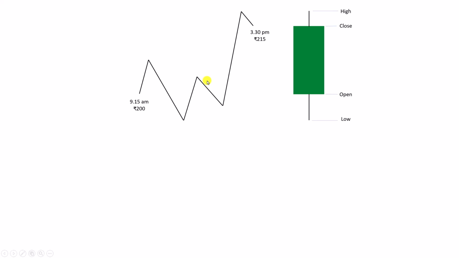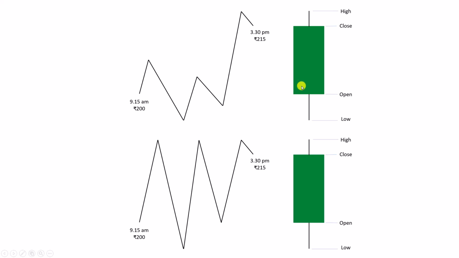Okay, using this we have made this, or this is formed using this. If you look at this, the path taken by the price is this. Correct? Now, have a look at this. This candlestick and this candlestick are same, meaning the open, high, low and close of this and this are same. But the path taken by the price is different.